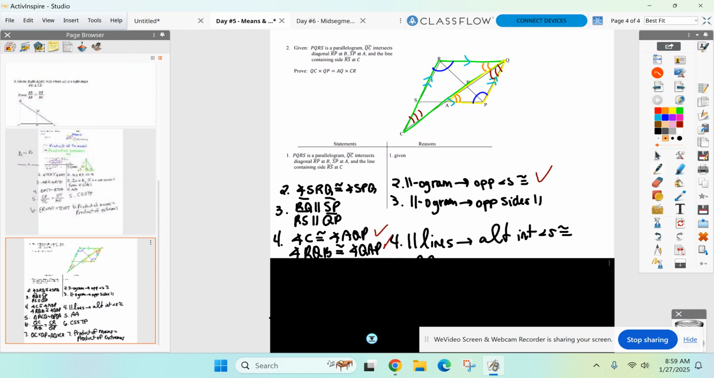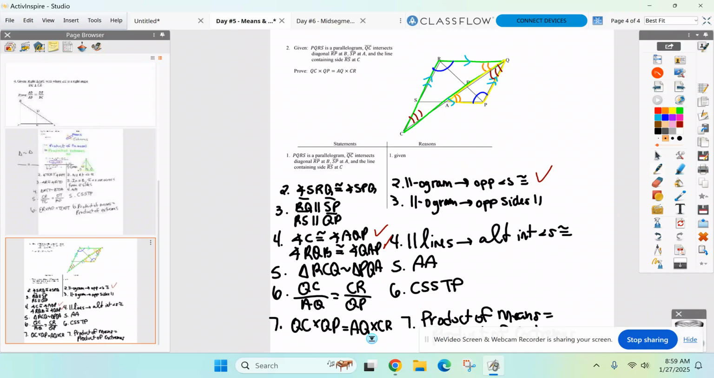You only need 2 out of those 3 in your proof. You don't need all 3. I'm just showing all 3. So either the opposite angles and a pair of alternate interior, or both pair of alternate interior. And then once you have that, you have angle.